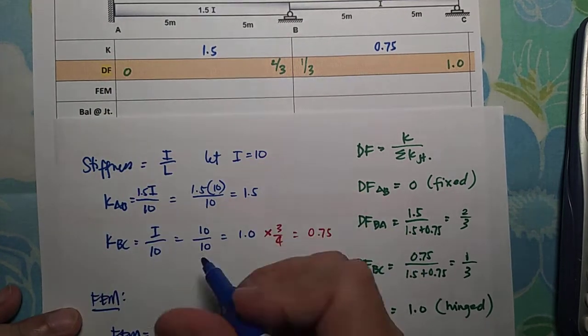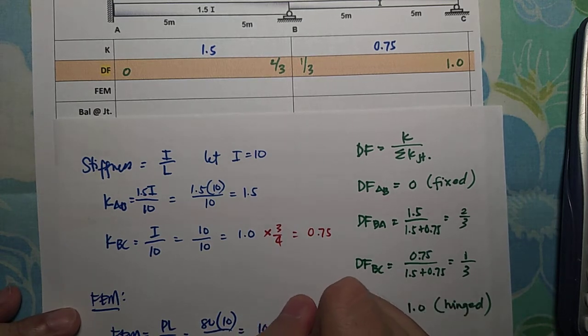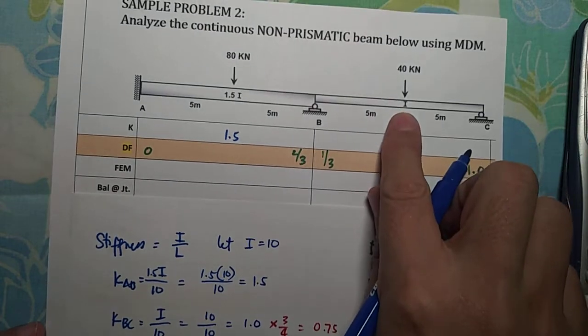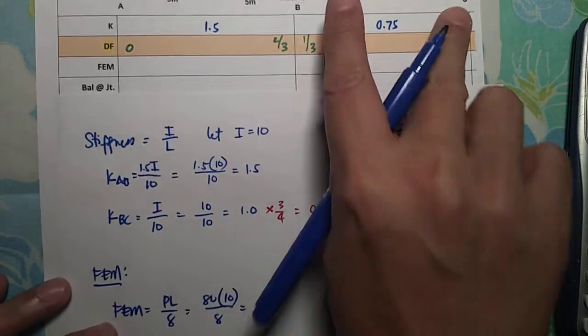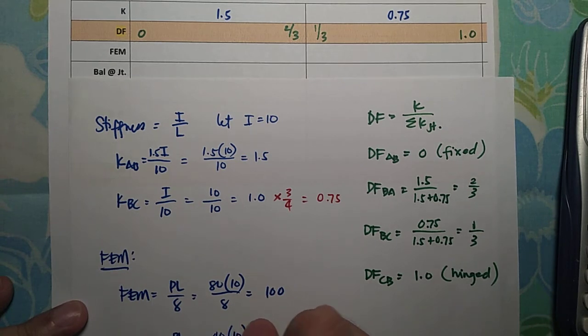The length is 10 over 8. So 10 times 10 is 100. Tapos yung isang FEM naman natin is PL over 8. Ang P doon is 40, tas 10 din yung length. So 40 times 10 over 8, so that's 50.